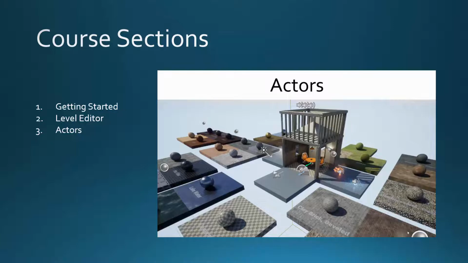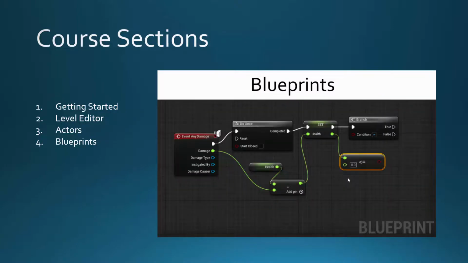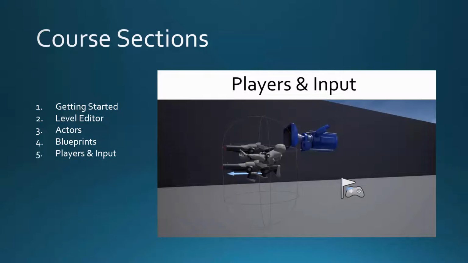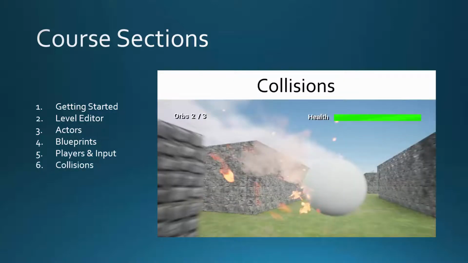The fourth section, Blueprints, will cover Unreal's blueprint system, which is a way to script logic for your game without having to know code. In essence, blueprints are a way for you to tell the engine how your game should function and what its rules are. The fifth section will cover how to create playable characters for your game and how to set up input for them. The sixth section will cover collisions, including how the engine detects collisions and how to take damage from objects when colliding with them.